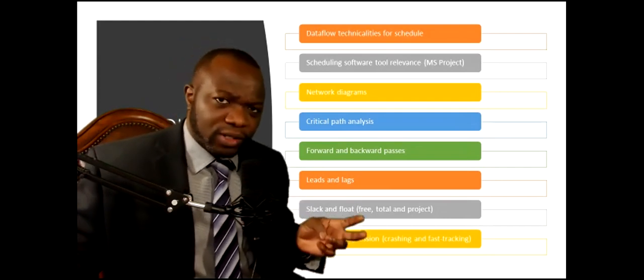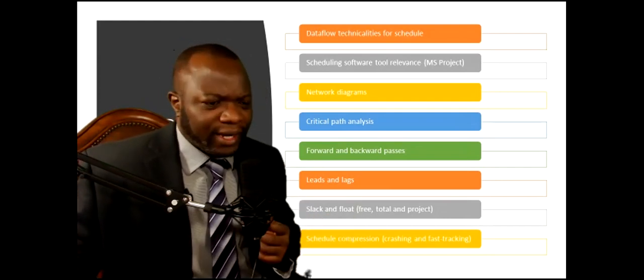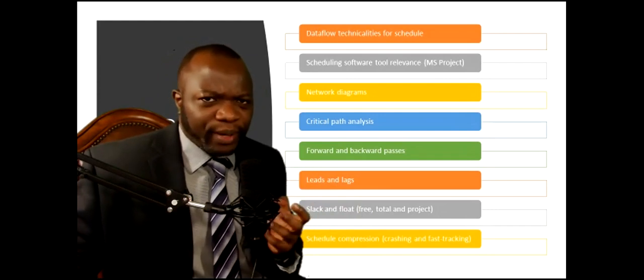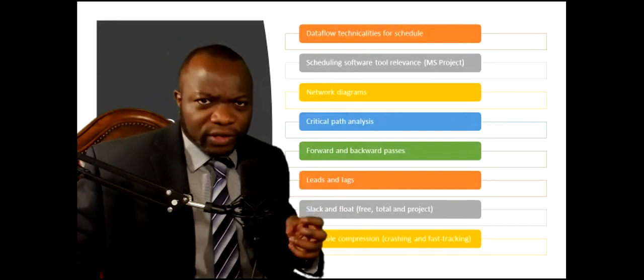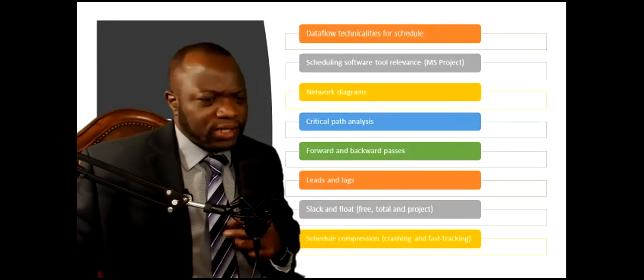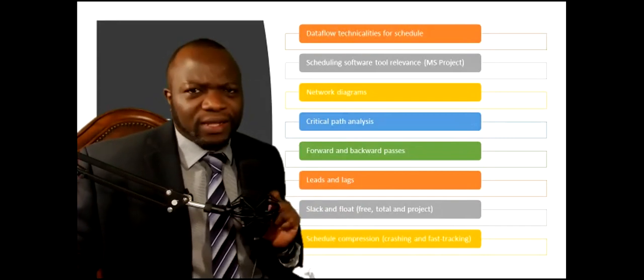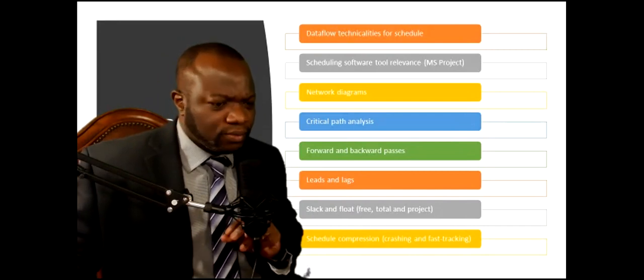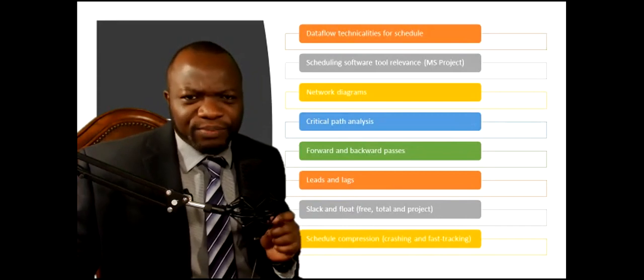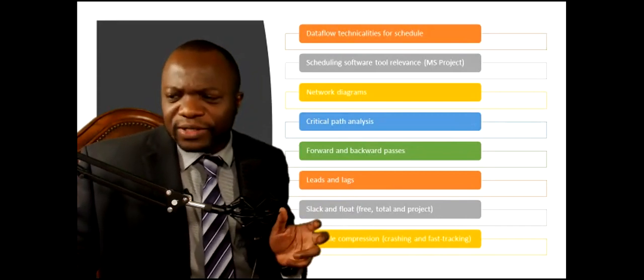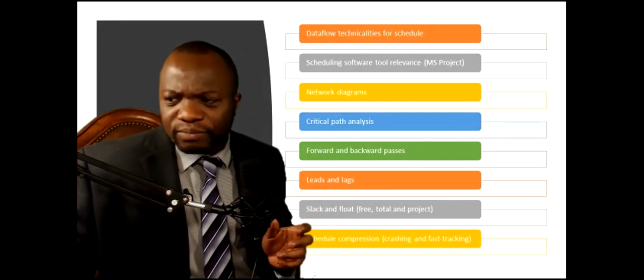So we talk about network diagrams, critical path analysis, forward passes, backward passes, those rules for carrying out one of those forward passes, backward passes. We'll take a look at that. Leads and lags, slack and float, schedule compression, and much more. These are just some of the fun topics we're going to be looking at.